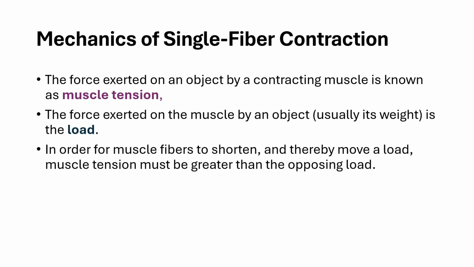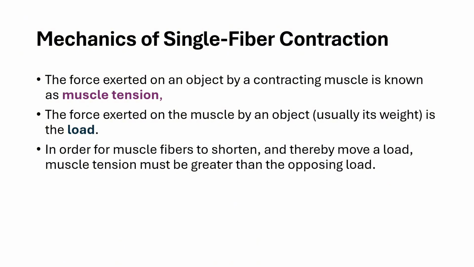You can just imagine pulling on a rope to lift a weight. So the force you apply is similar to muscle tension in a biological sense. And number 2 is load. So this is the force exerted back on the muscle by the object being moved, typically due to its weight, obviously. For example, if you are lifting a dumbbell, the weight of the dumbbell represents the load.